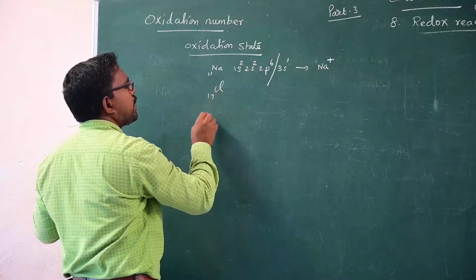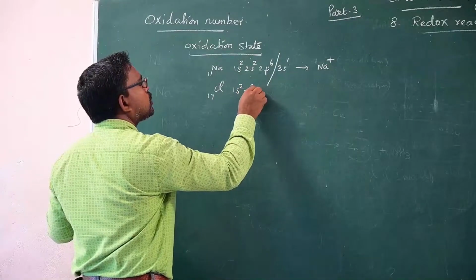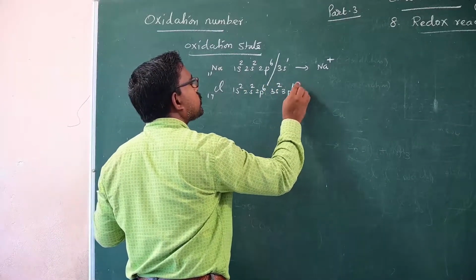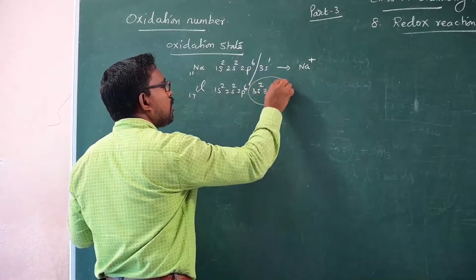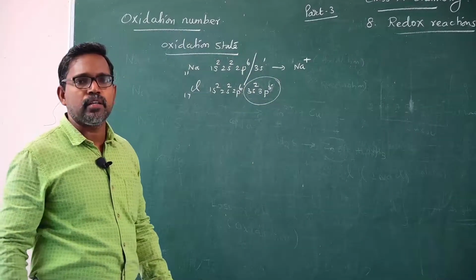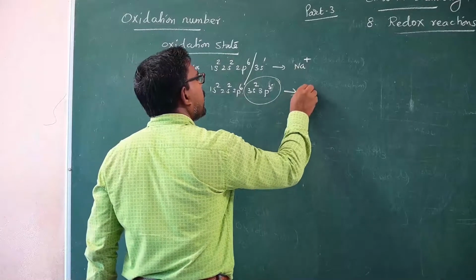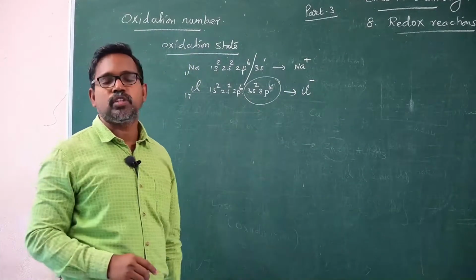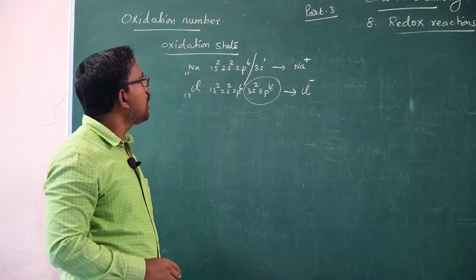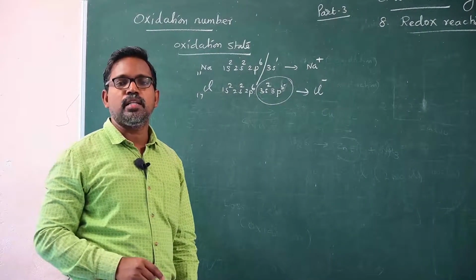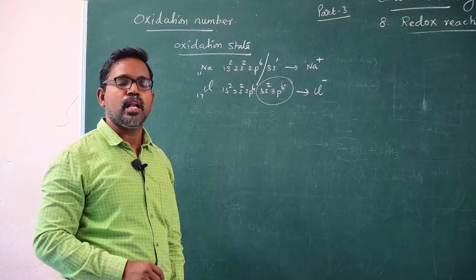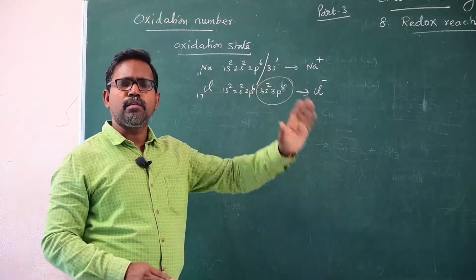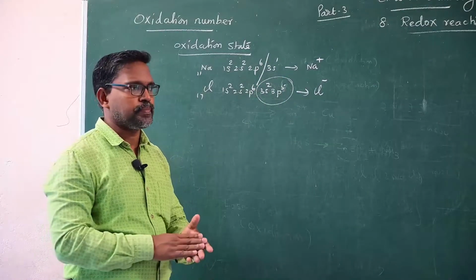Cl, atomic number 17: 1s2, 2s2, 2p6, 3s2, 3p5, one electron less to attain the stable configuration. So it gains one electron, meaning Cl-. So this is the residual charge of an atom or ion, having either a positive or negative charge by losing or gaining an electron. This state is said to be the oxidation state of the element.